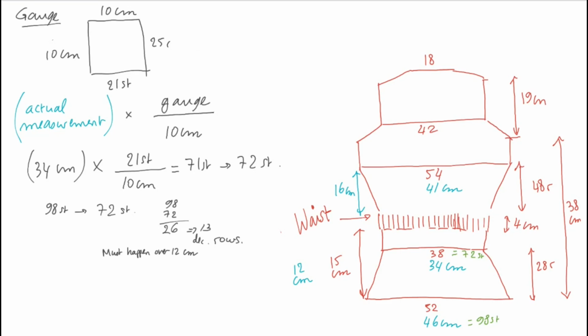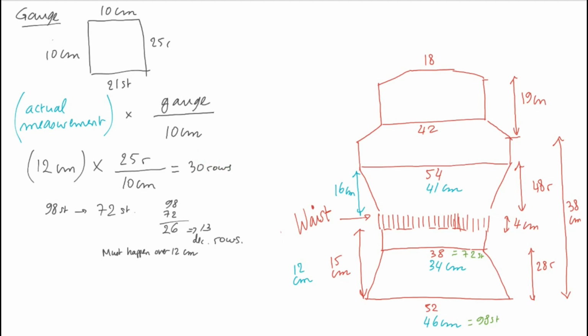We come back to our formula, so it's going to be 12 centimeters. And this time we're talking about vertically, so we're talking about rows. So instead of putting the 21 stitches, we'll be putting our 25 rows. And that's 30. So 30 rows. Over those 30 rows, we need 13 decrease rows.